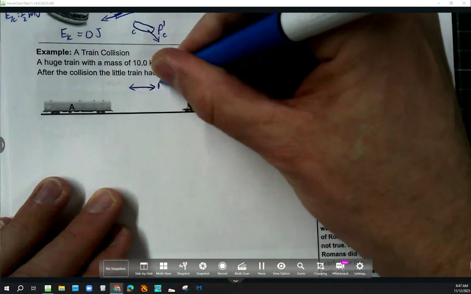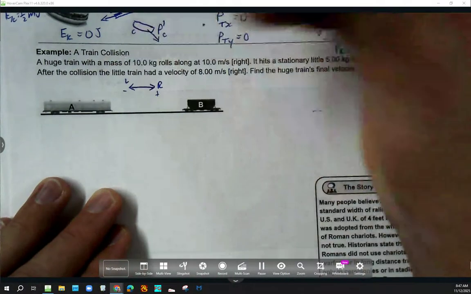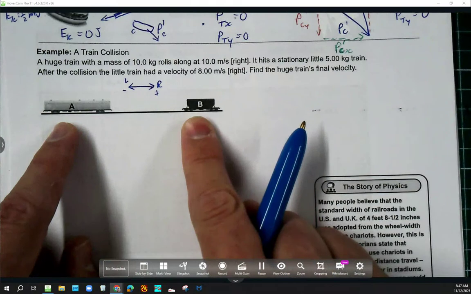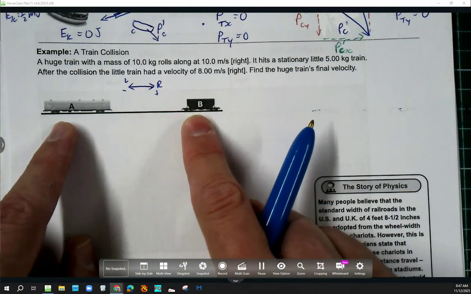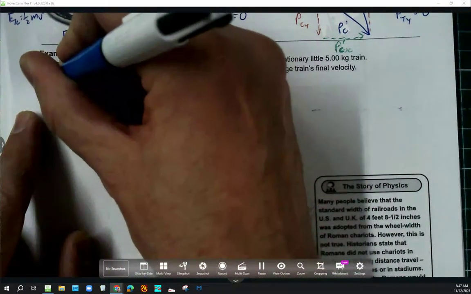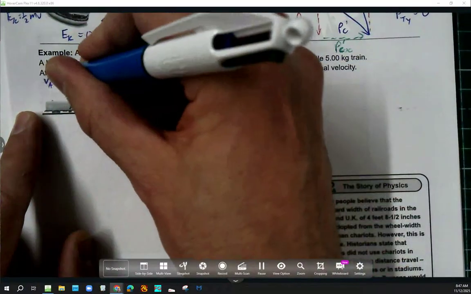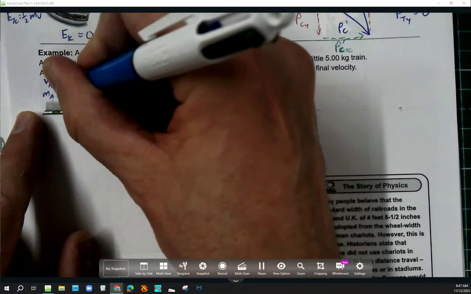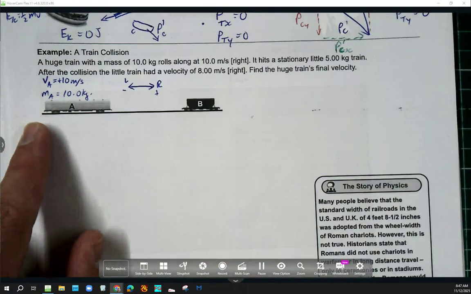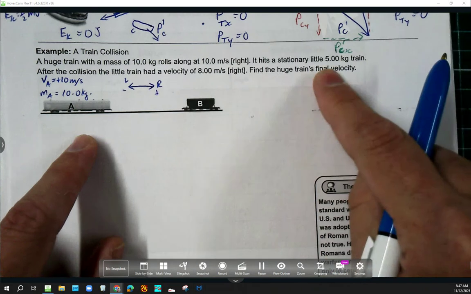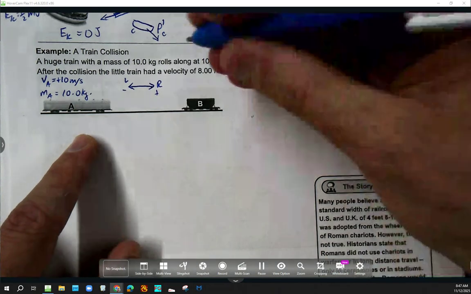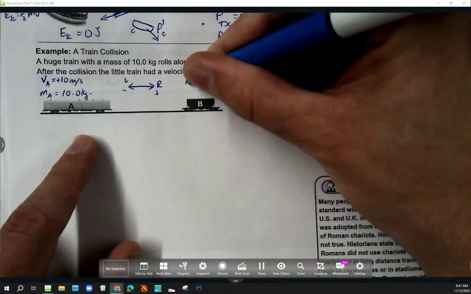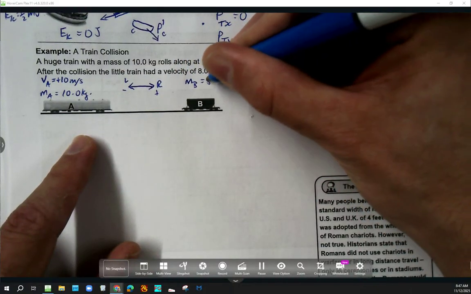So we'll say that to the right is positive and to the left is negative. This A train is going to bump into the B train, and it's moving along at 10 meters per second, so maybe we should add in some values. VA is 10 meters per second, and since I just defined a reference frame, it's positive, and mass A is 10.0 kilograms. And it hits a stationary little 5 kilogram train. So MB is equal to 5 kilograms.